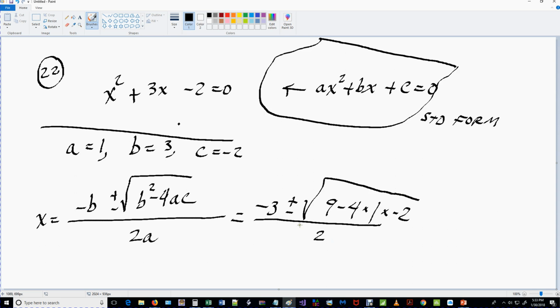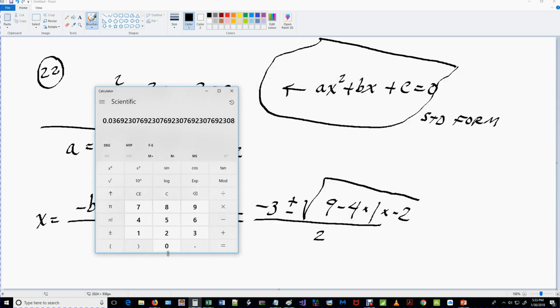Now we do this number inside of the radical, and what I do, this is the way I do it. So I type it the way I see it. So 9 minus 4 times 1 times negative 2. In this case I do 2 and then change the sign to make it negative 2 and give you that's actually correct. Yeah, I was expecting something else, but that's the answer.